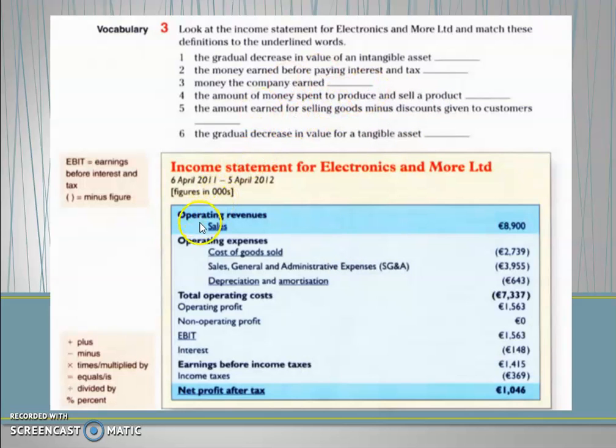Only use sales, cost of goods sold, depreciation, amortization, EBIT, and net profit after tax. So 6 words to answer here. Did you get it? Okay. I told you the meaning of this already. EBIT is earnings before interest and tax. This one is a minus figure. This one is negative numbers.